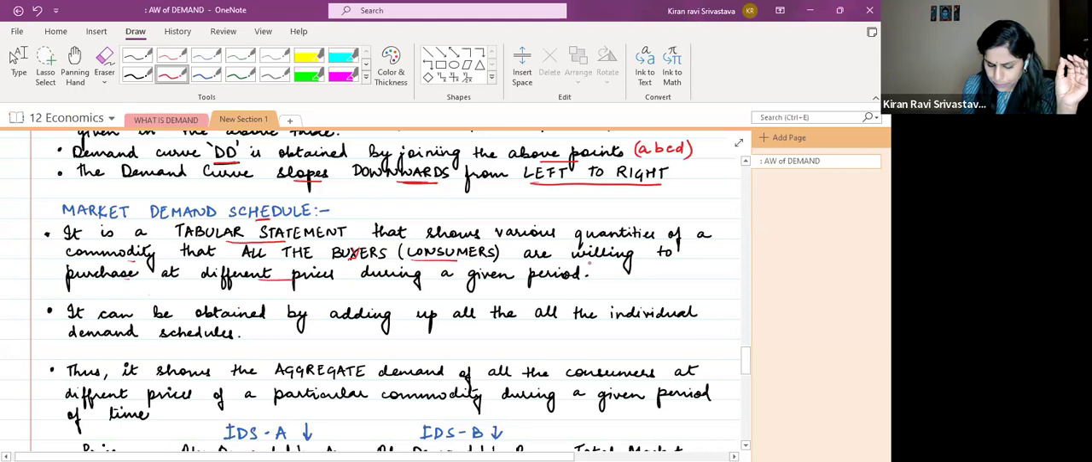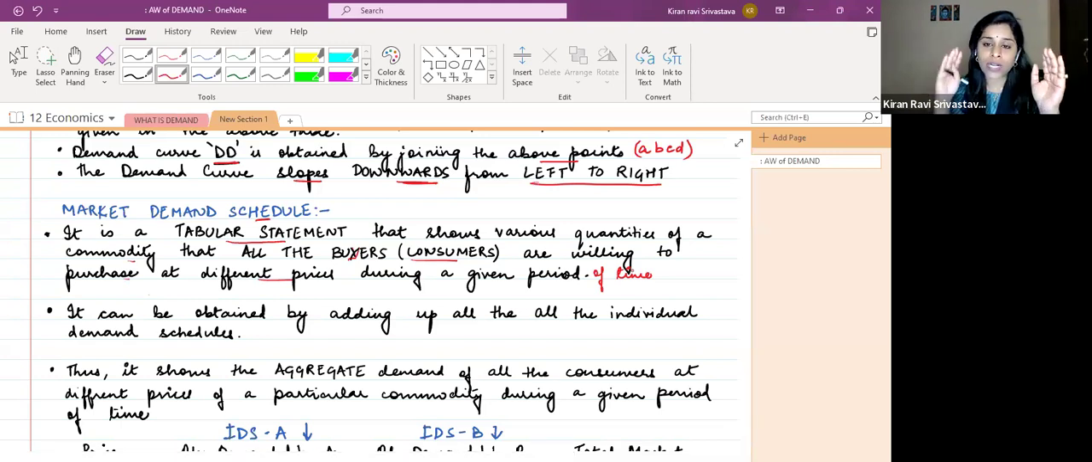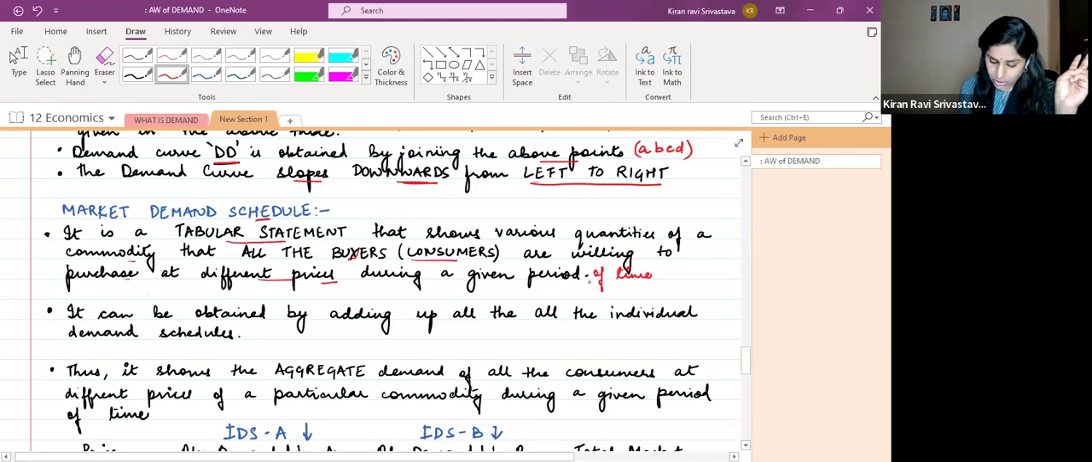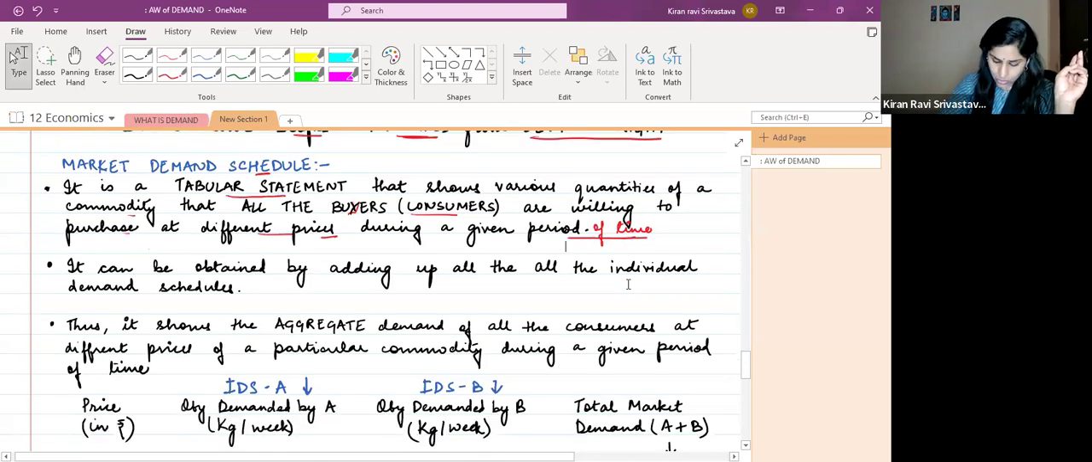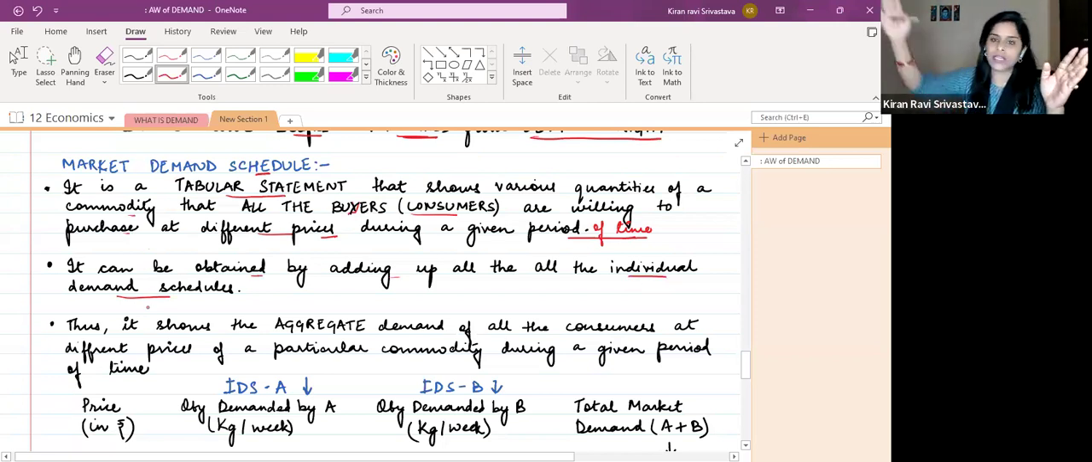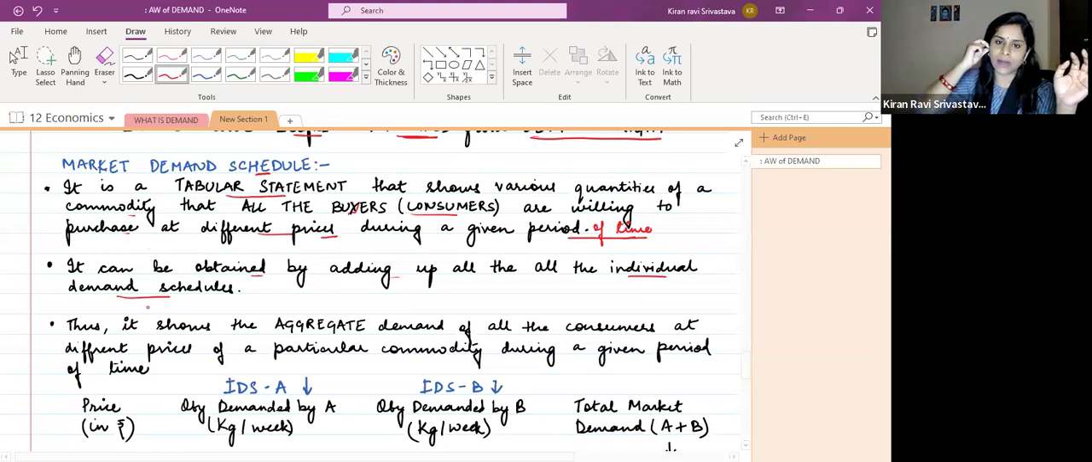Now remember, this time is very important, because in the very first class of demand, I explained that the main difference between want and demand is always expressed in relation to price and time. So you cannot ignore the words price and time, period of time. This has to be there. Now, how will a market demand schedule come? A market demand schedule can be obtained by adding up all the individual demand schedules: A, B, C, D, E, F, however many individuals there are in the market. When you combine the demand of everyone, you will get the market demand schedule.